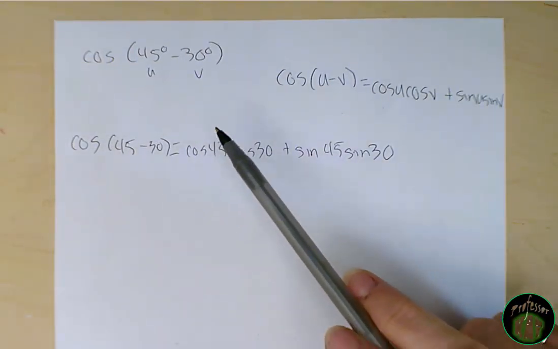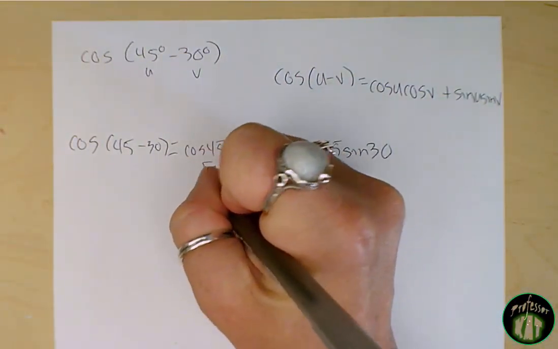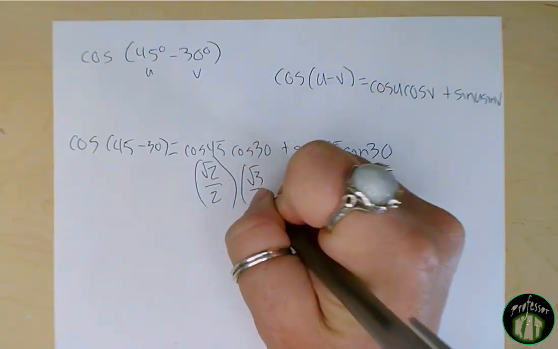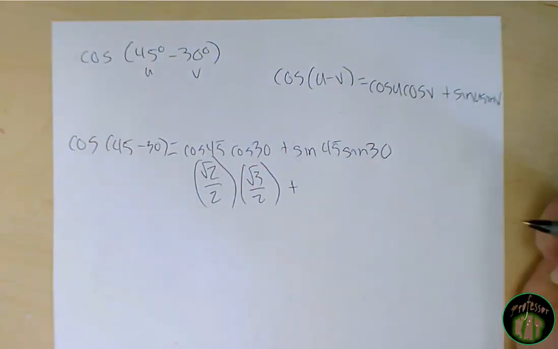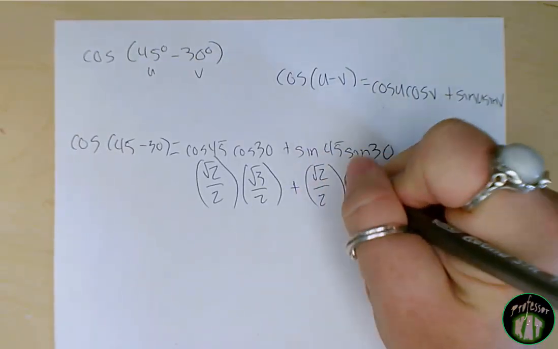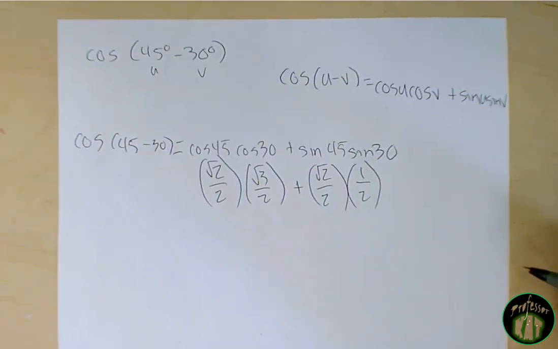Keep in mind cosine is equal to the x value. Cosine of 45 is square root of 2 over 2. Cosine of 30 is square root of 3 over 2. And we're going to add that with sine of 45, which is square root of 2 over 2, times sine of 30, which is 1/2.